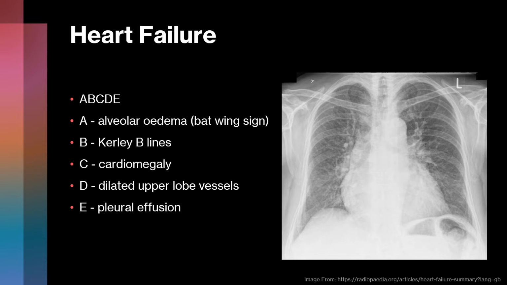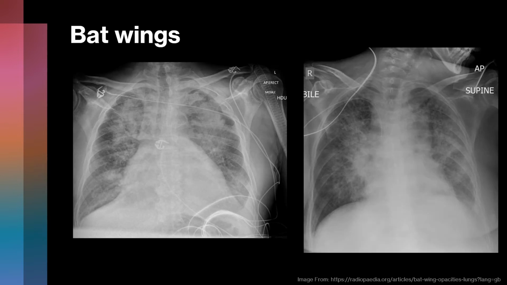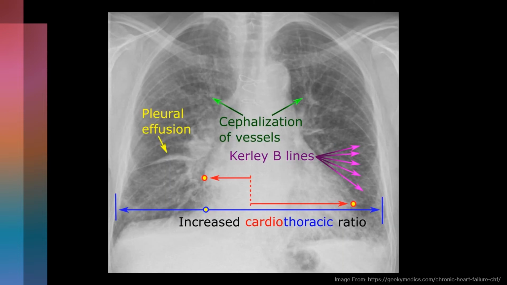So if we have a look at a heart failure x-ray, we can assess this with an ABCDE approach. So there's your A, alveolar edema or batwing sign. There's the B, the curly B lines. C, cardiomegaly. D, dilated upper lobe vessels. And E is our pleural effusion. So here we can see two examples of your batwing sign. And then this diagram shows all of the different labelled signs that can help point towards cardiac failure.